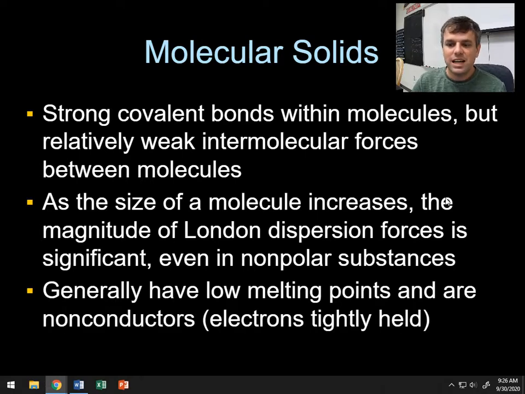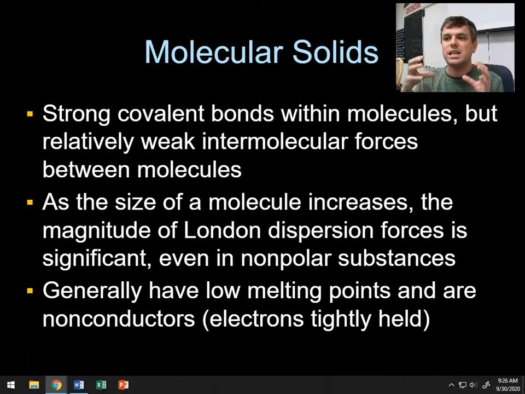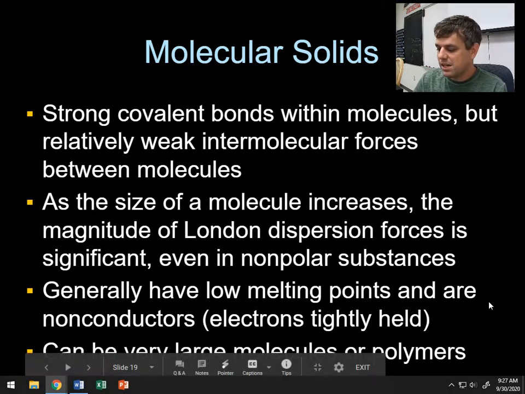Molecular solids generally have low melting points, and they are non-conductors of electricity because the electrons within a molecule are very tightly held. And molecular solids can also be very large molecules or polymers. DNA is an example of a molecular solid. Ultimately, polymers are when you take regular repeating compounds and you make a structure out of them.